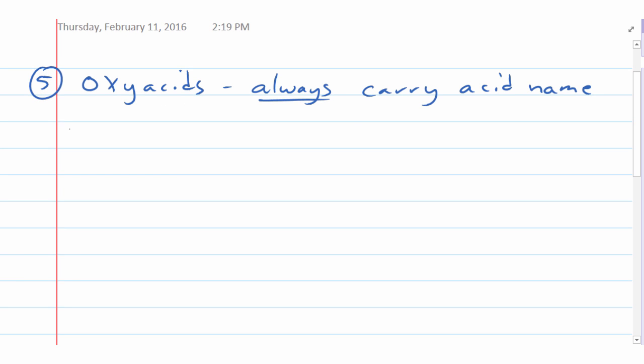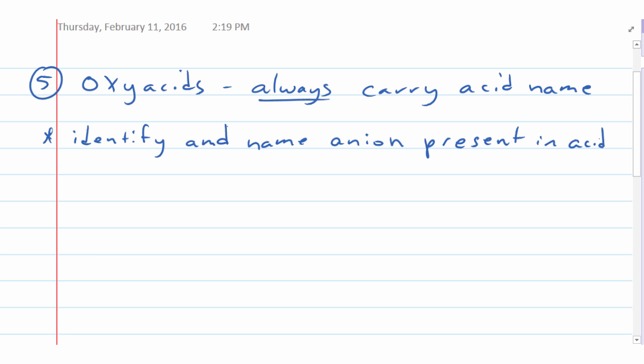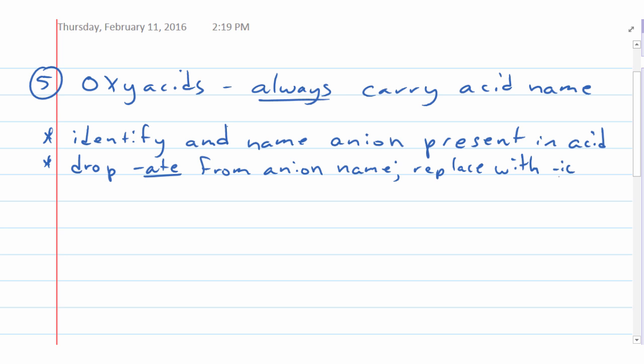To name these, what we do is we identify and name the anion present in the acid. Then we drop the ATE suffix from the anion name, and we replace it with the suffix IC acid.